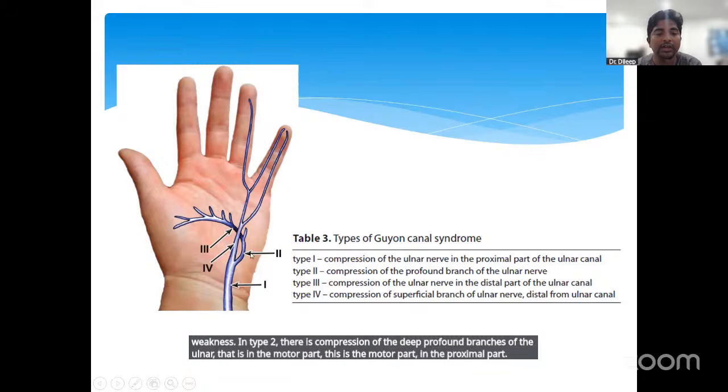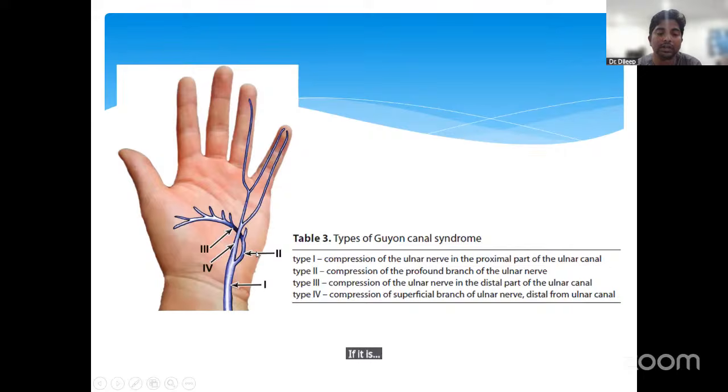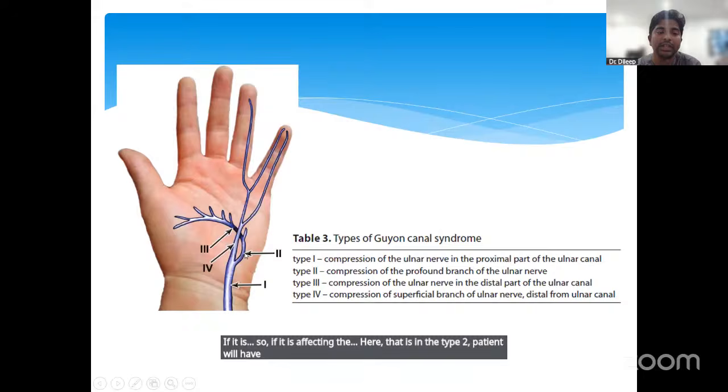If it is affecting here, that is in type 2, the patient will have both hypothenar and intrinsic weakness. If it is affecting the distal part of the muscular branch, that is here, there will be sparing of the hypothenar muscles and only the intrinsic muscles will be affected. In type 4, only the superficial ulnar branch is affected, only sensations will be lost. Remaining all will be normal.